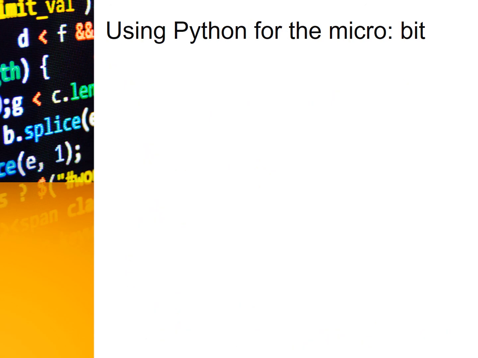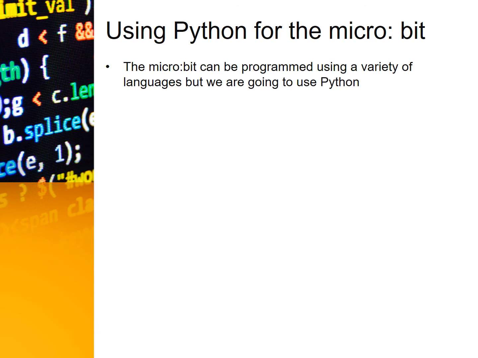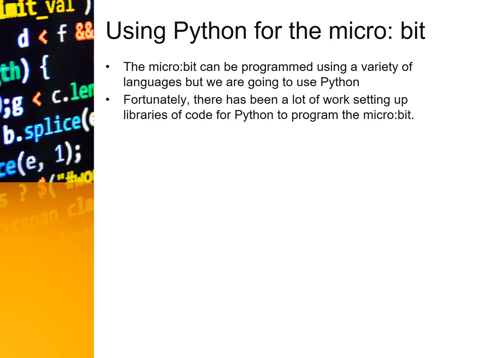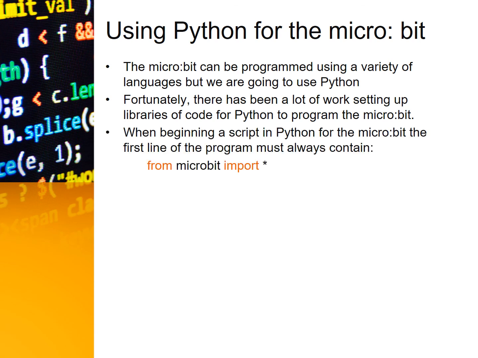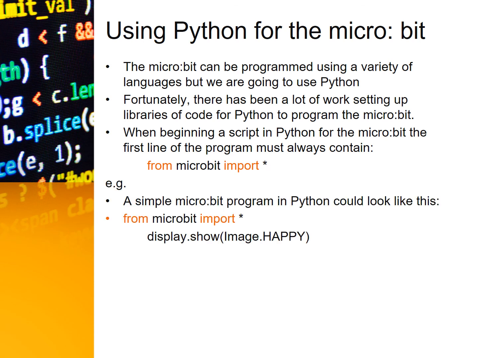Using Python for the microbit. The microbit can be programmed using a variety of languages. We're going to use Python. Fortunately, people have done a lot of work setting up libraries of code for Python to program the microbit, so we don't have to do it. So when you're beginning a script in Python for the microbit, the first line of the program will always contain from microbit import. An example of a simple microbit program in Python could look like this: from microbit import *. So we pull in the microbit library, then display.show(Image.HAPPY). In other words, we're going to put the happy image up on the microbit.